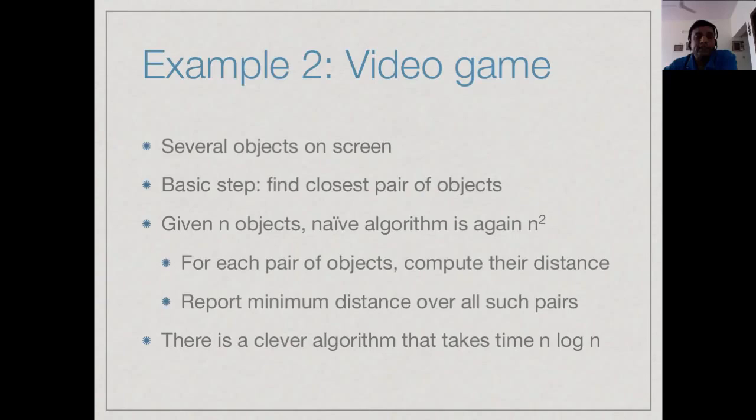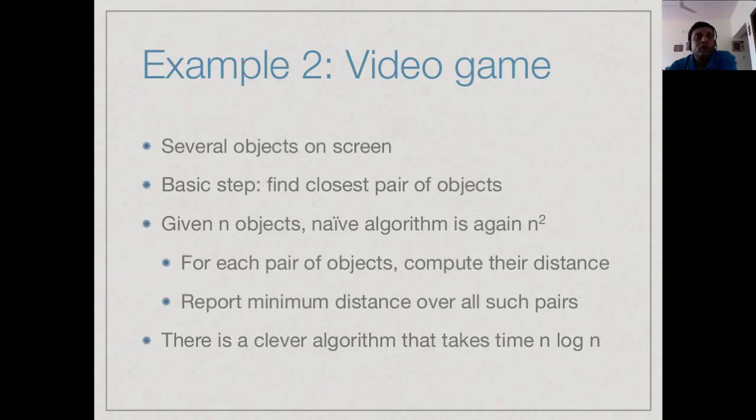So let's look at another example. So supposing we are playing a video game. Right? So this might be one of these action type games where there are objects moving around the screen and we have to identify certain objects, shoot them down, capture them, whatever. So let's assume that as part of the game, in order to compute the score, it has to periodically find out the closest pair of objects on the screen.